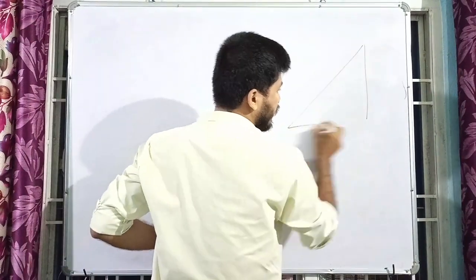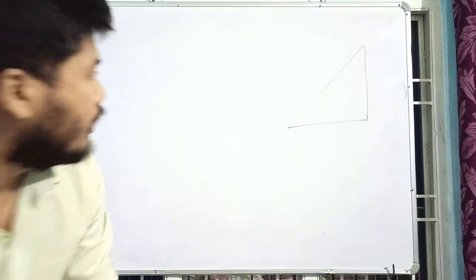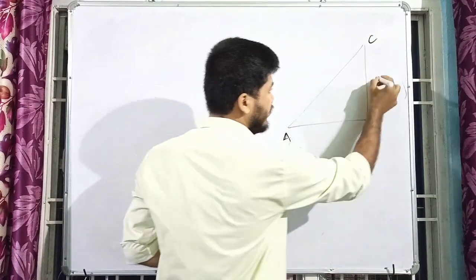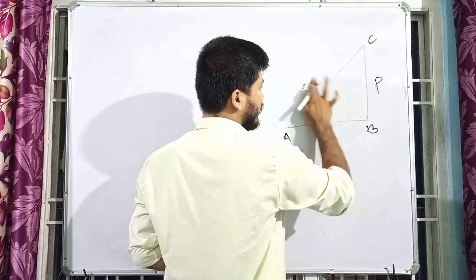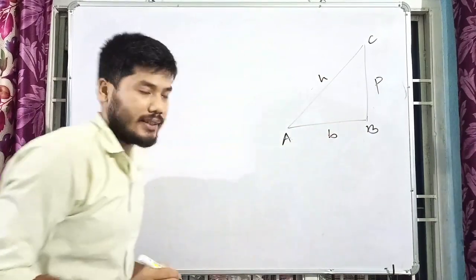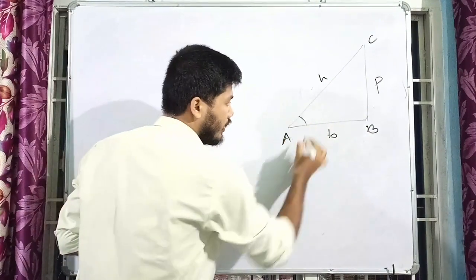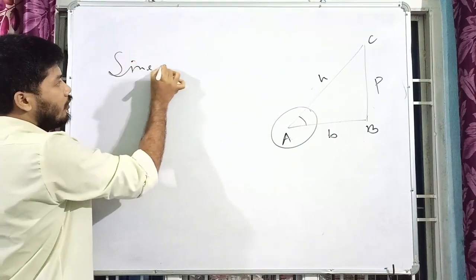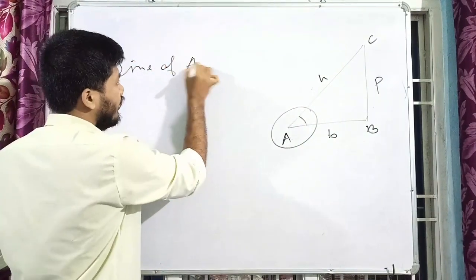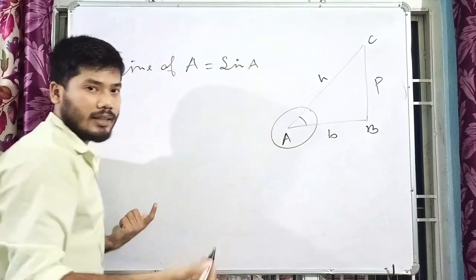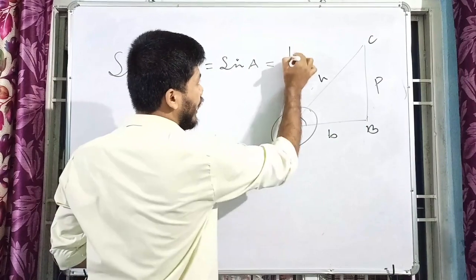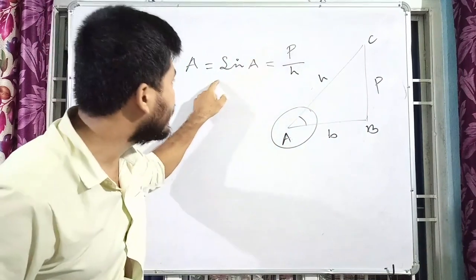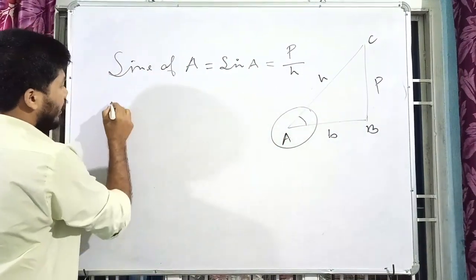Now, say this is, well, let me change the ink, this is our right angle and this is A, this is B and this is C. Now this is our perpendicular, this is our hypotenuse and this is our base. Now if we find the trigonometric ratios for angle A, sine of A, that is sine of A means sine A is equal to what? Perpendicular by hypotenuse. If we find the ratio of perpendicular by hypotenuse, that is the sine of angle A.